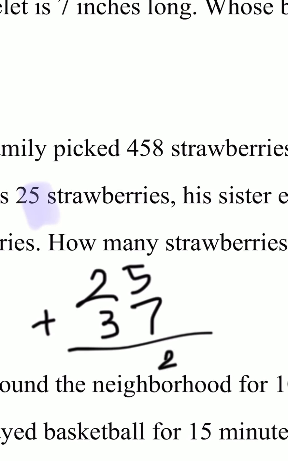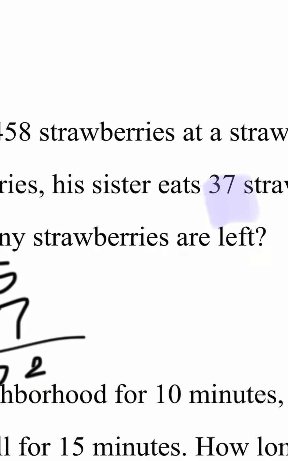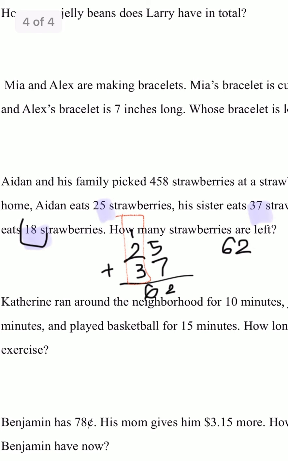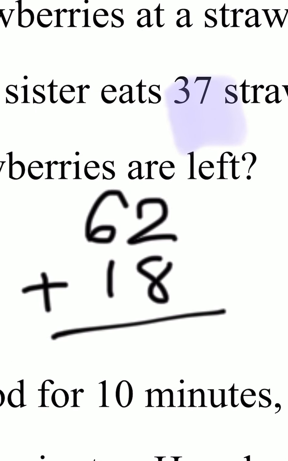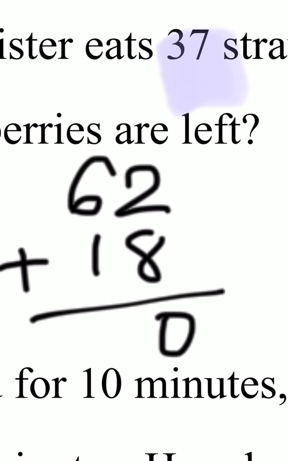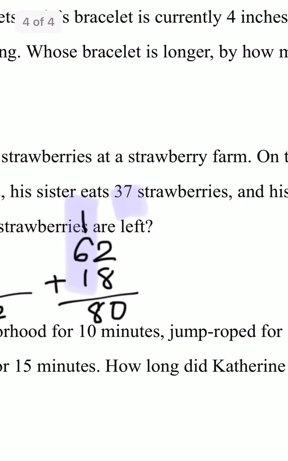That's 12. The 1 goes up. We have 1 plus 2 plus 3, which is 6. And now we have 62 plus 18 over here. 2 plus 8 is 10. And 1 plus 6 plus 1 is 8. So they ate 80 strawberries altogether.